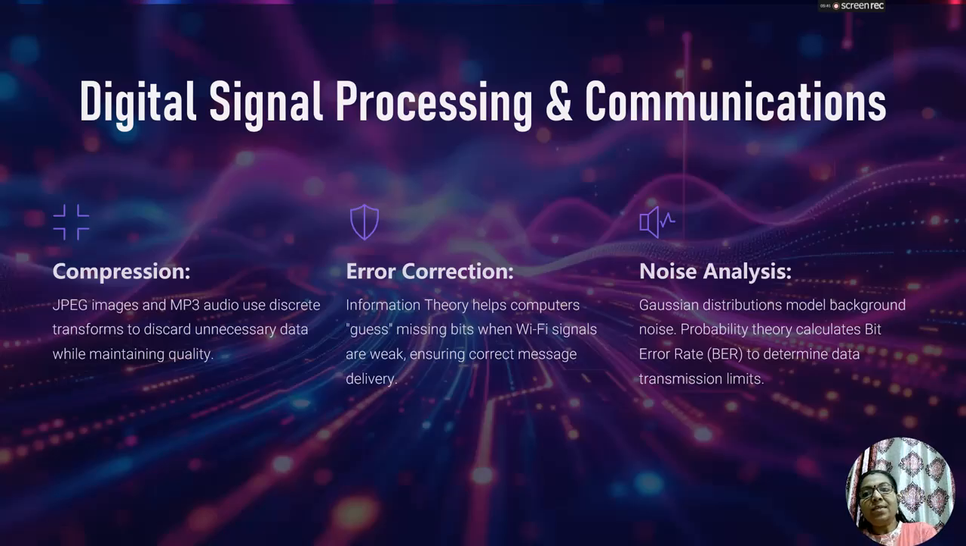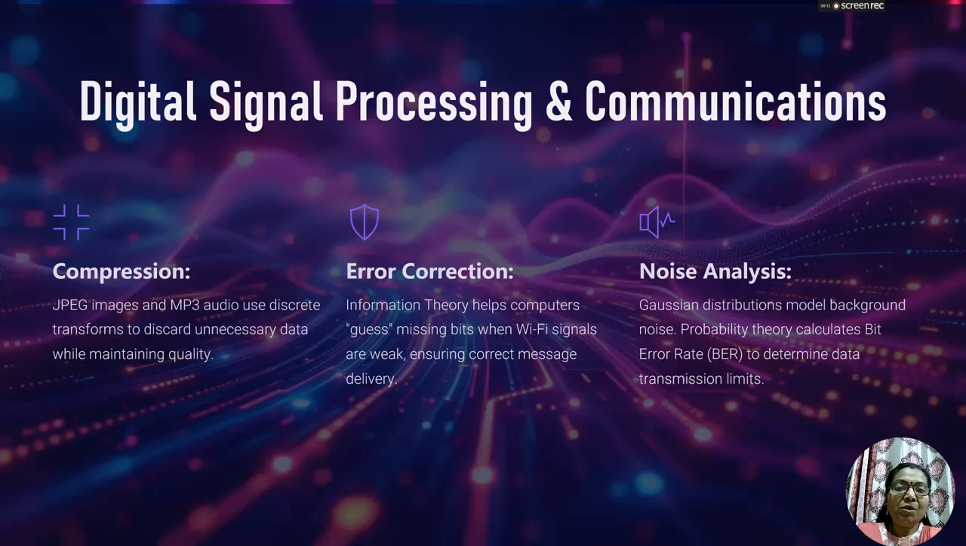First, we can see how we use mathematical concepts in compression. It is mainly used for JPEG images as well as MP3 audio. It uses discrete transforms to discard unnecessary data while maintaining quality. In this way we can get clear images without any errors. The next one is error correction, where we use information theory.